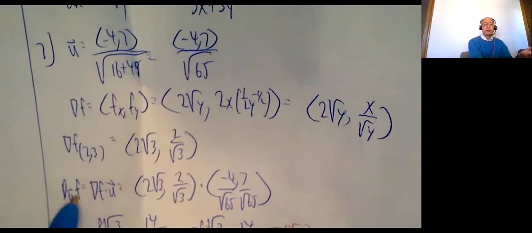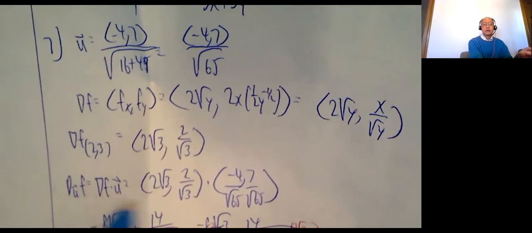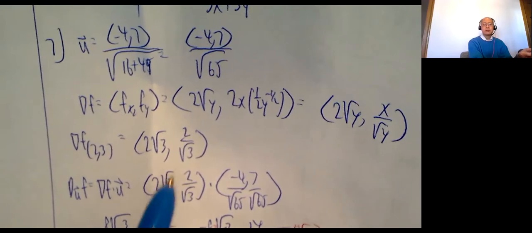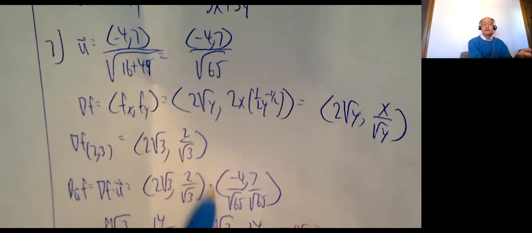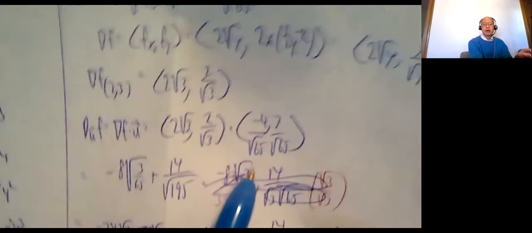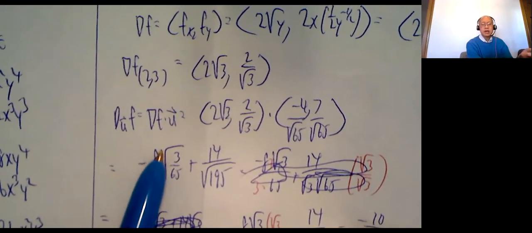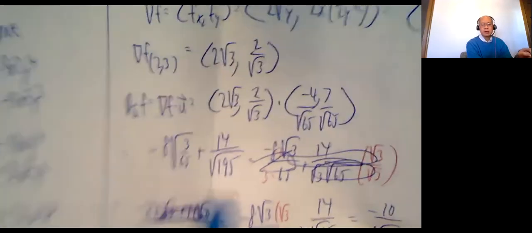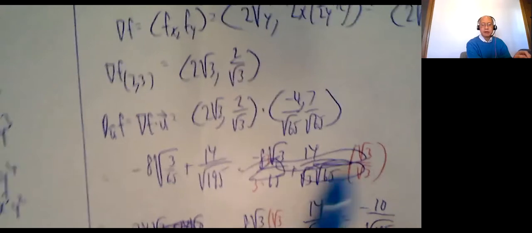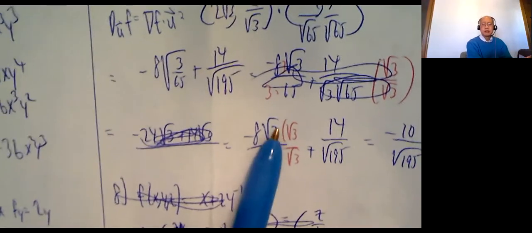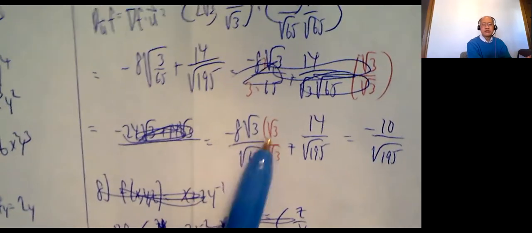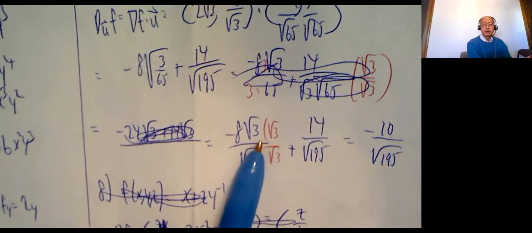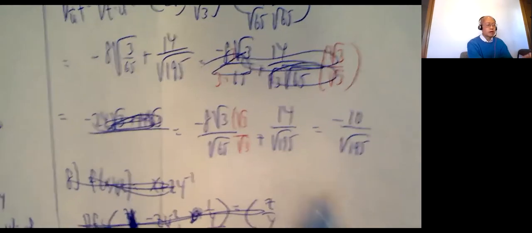So now the derivative of f in the direction of u is del f dot u. So the dot product, 2 radical 3, 2 over radical 3, dot negative 4 over radical 65, 7 over radical 65, which is negative 8 times the square root of 3 over 65 plus 14 over radical 195. I'll accept it if you stop here, because if you go on, you might mess up like me. But I finally fixed it. Multiply top and bottom by radical 3. It comes out nice. It's negative 8 times 3 is 24, plus 14. So negative 10 over radical 195 is the best way to write the answer.